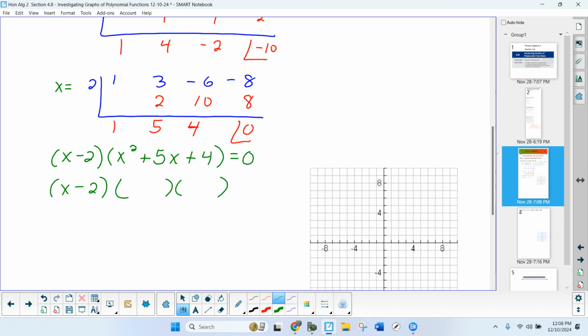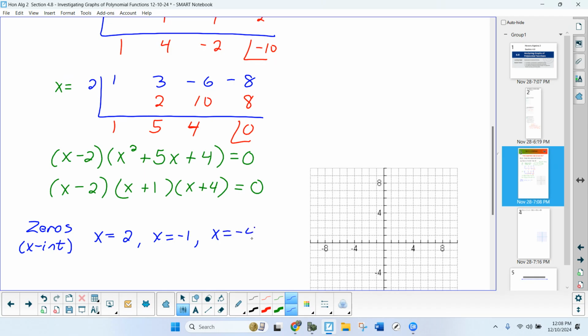1 and 4. 1 and 4 is the same. Don't overthink it. Positive 1 and positive 4. So, guys, what does that mean my zeros are? The zeros, or the x-intercepts, are what? 2, -1, and what? -4. So there's your zeros.